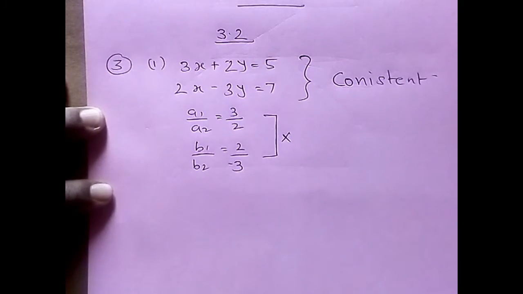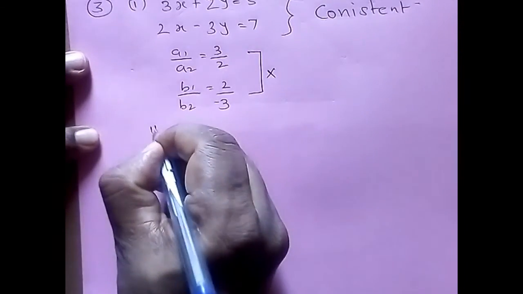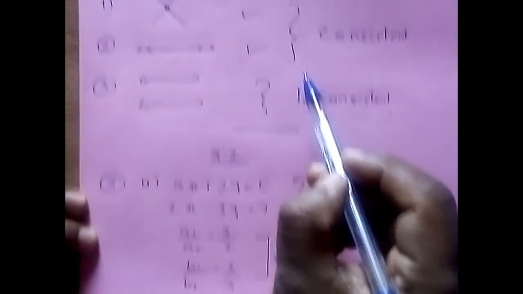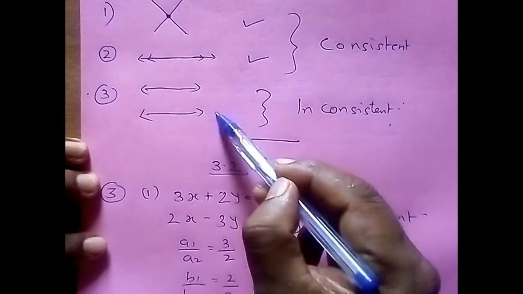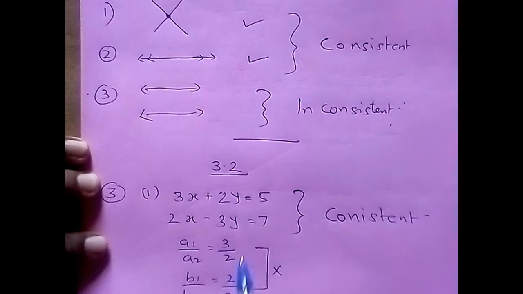Clear? They are not consistent only in this case. When they are going parallelly, then only we say that the two lines are inconsistent. In these two cases, they are consistent.